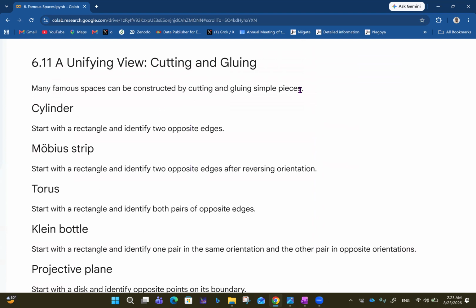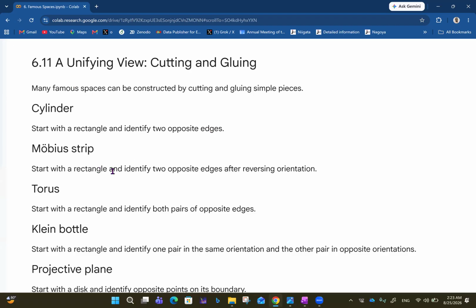Cutting and gluing can create new spaces, but that would be a deformation that is not topological in that case. So for a cylinder, you can start with a rectangle and then identify two edges. You join the two edges together, glue them together, and then you have a cylinder.